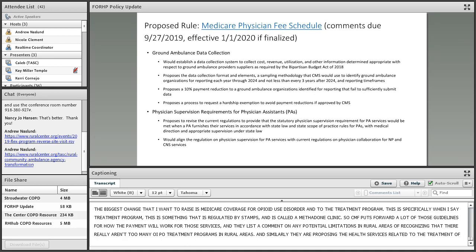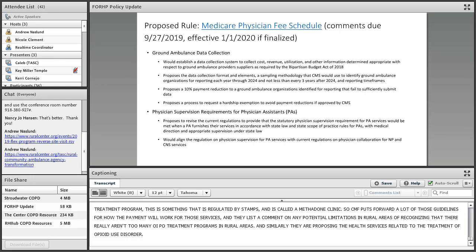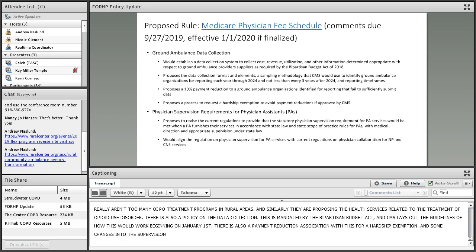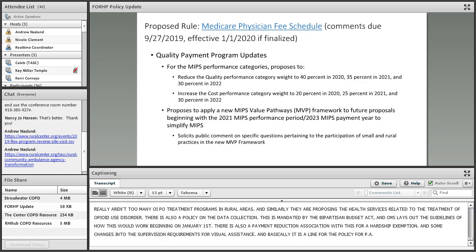There's also a policy on ground ambulance data collection, and this is mandated by the Bipartisan Budget Act, and CMS lays out the guidelines how this would work beginning on January 1st. There's also a payment reduction associated with this, but CMS is proposing a process for a hardship exemption. There are also some changes to physician supervision requirements for physician assistants, and this basically is just to align the policies for PAs with current regulations on NPs.